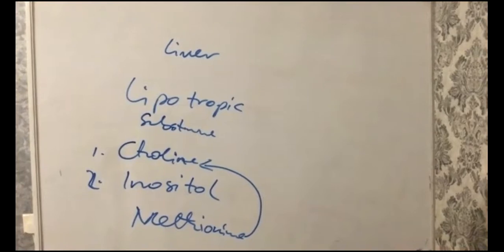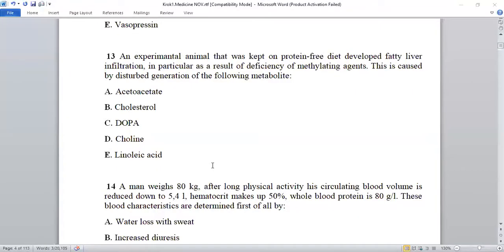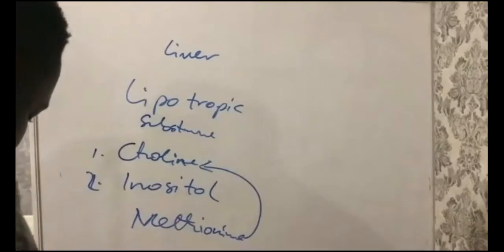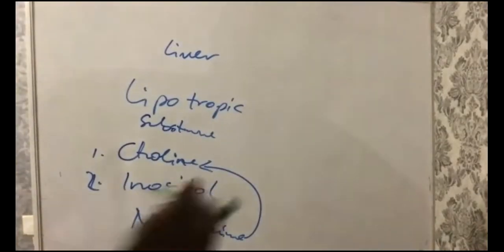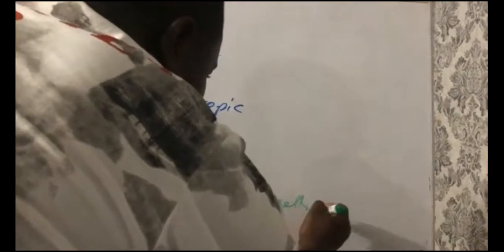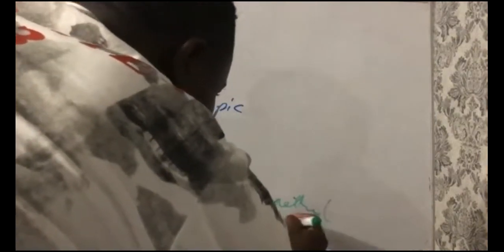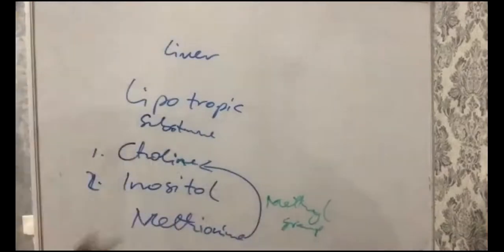Uncle, yes, sir. Please, I didn't get the explanation on the methionine. Methionine donates a methyl group to choline. It's that methyl group that the choline will donate to the liver, so that the process of exporting fat and lipids from the liver will occur.